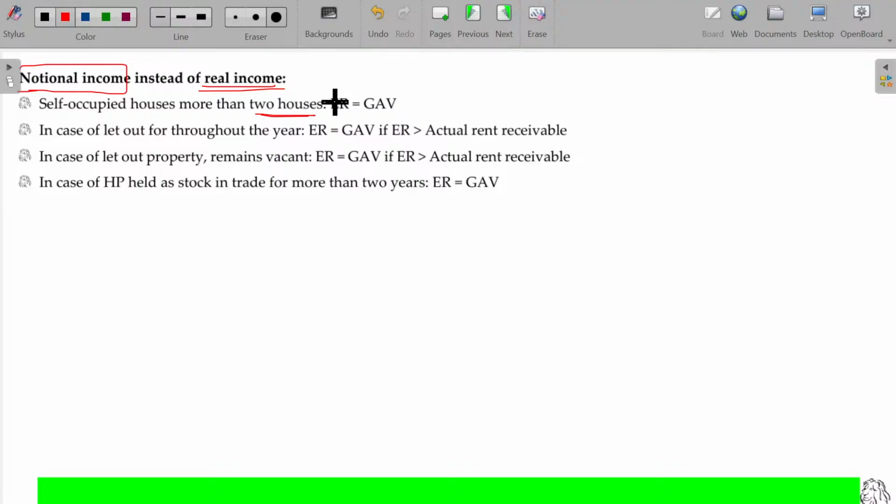Sir, I didn't receive anything. No need to worry about that. So expected rent will be your GAV. Is that okay? In that case, expected rent will be the GAV.